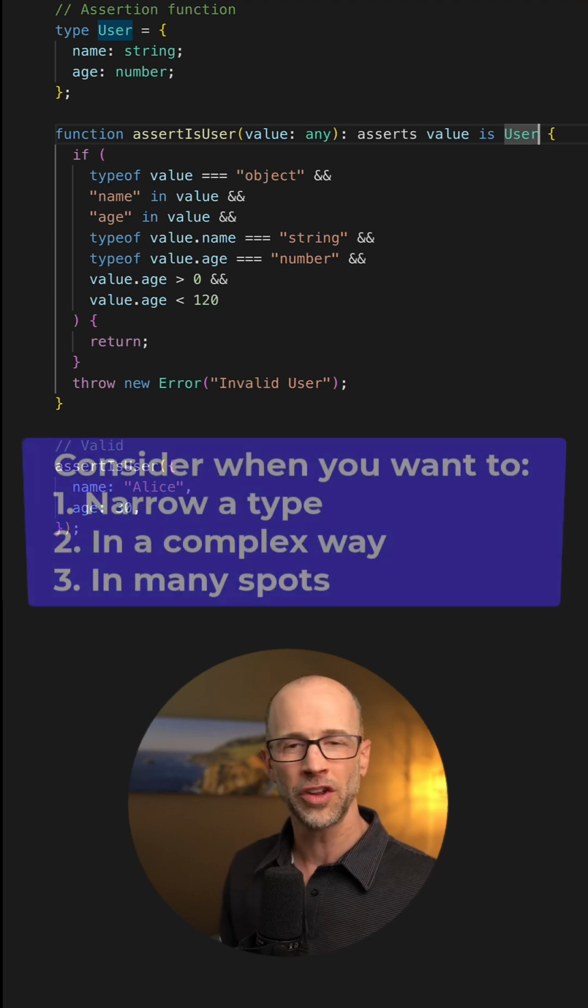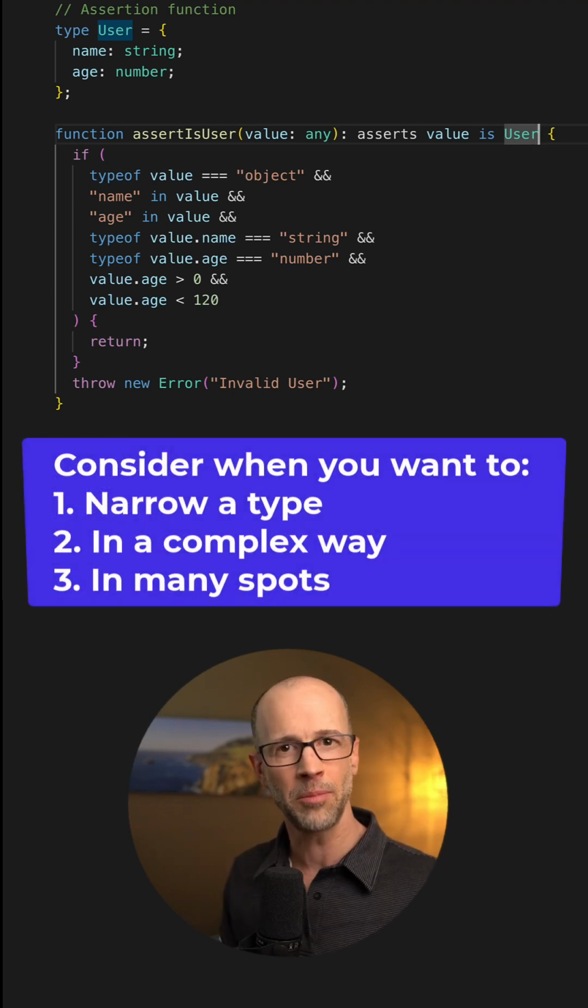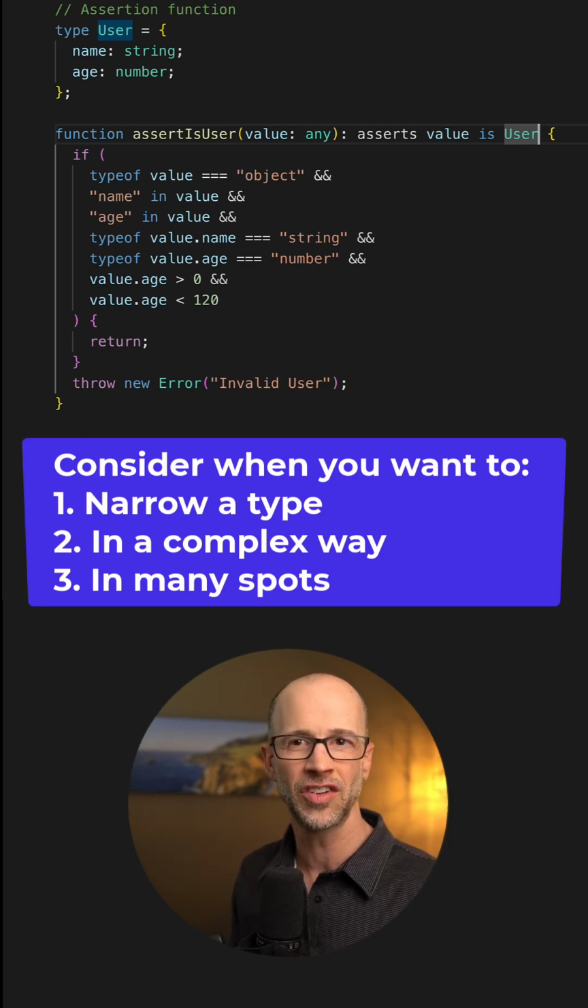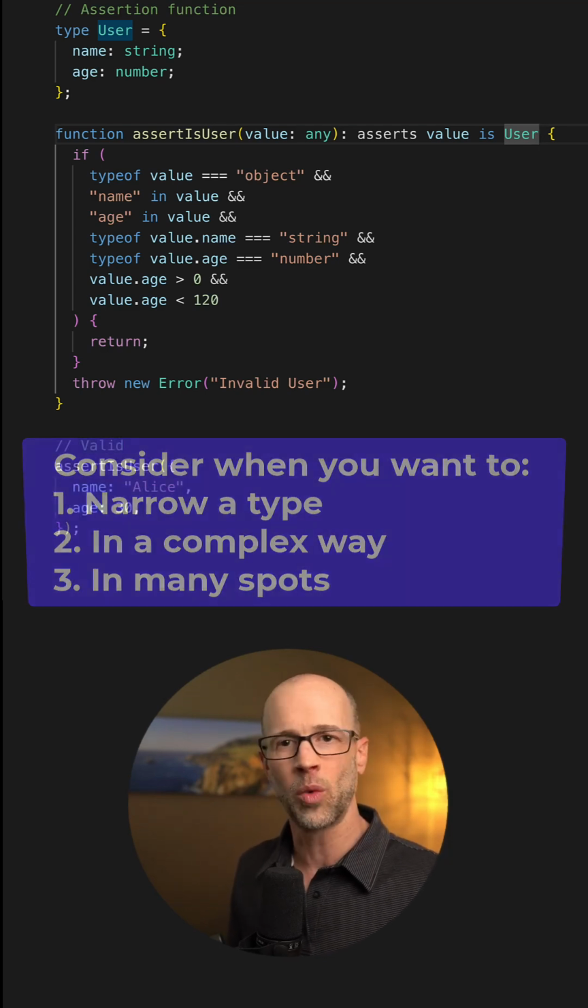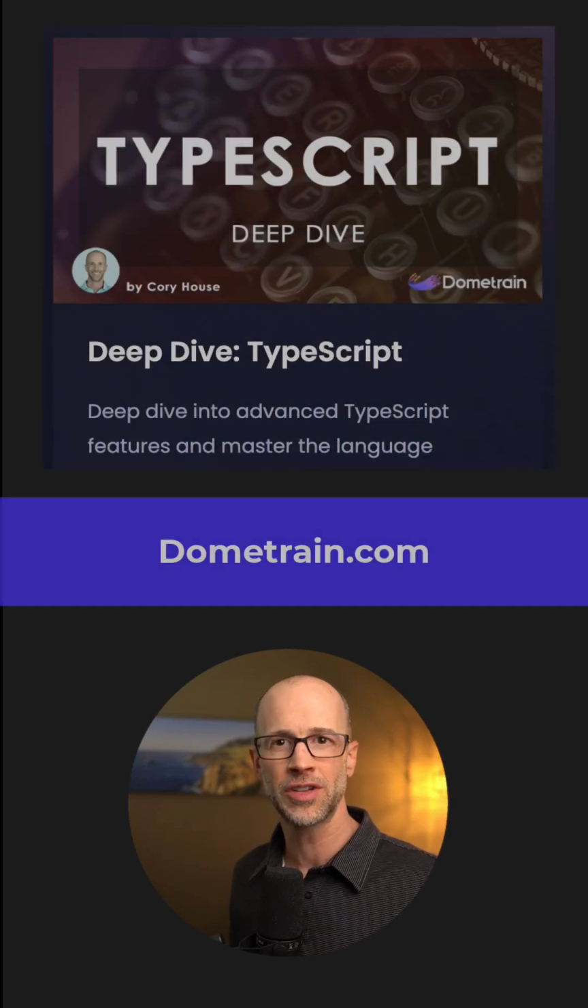So an assertion function is really useful when you have complex logic and you would like to use that complex logic for narrowing a type in many different places in your application. And this is just one of a dozen different ways that you can narrow types in TypeScript.